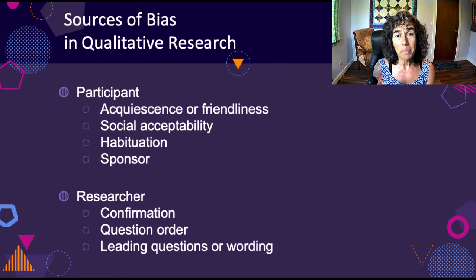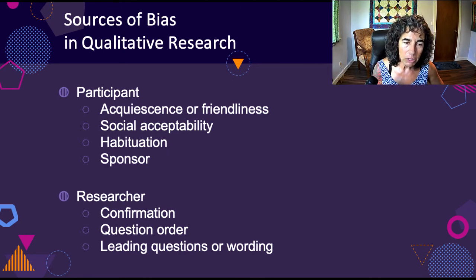Okay, so sources of bias in qualitative research. Well, we talked about a lot of different sources of bias in our last lecture, but on the part of the participant, they choose to agree with the researcher because they like them or they want to be friendly. Social acceptability, you say what you think people want to hear. Habituation is providing the same answers in response to similarly worded questions. So you get in a habit if the same kind of structure of a question is asked over and over with different content, you kind of get into a rhythm of answering the same.